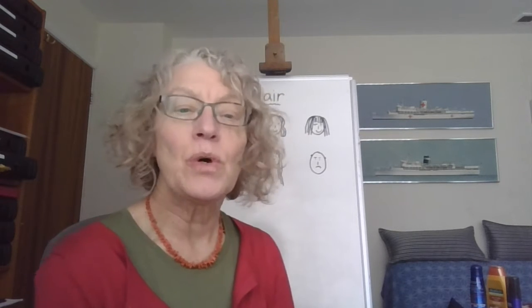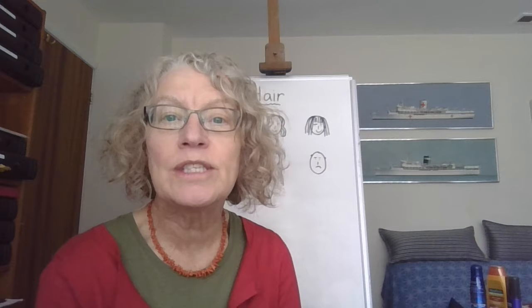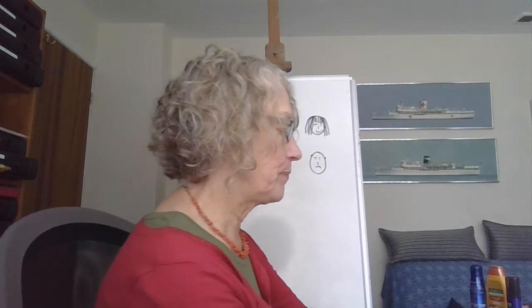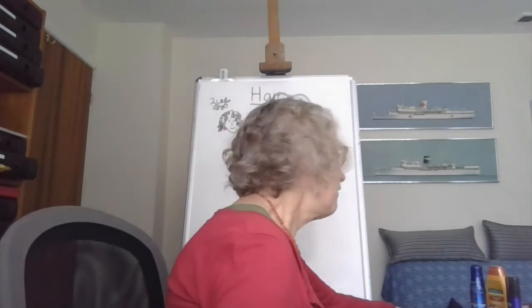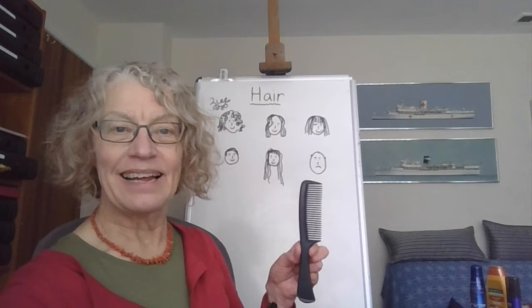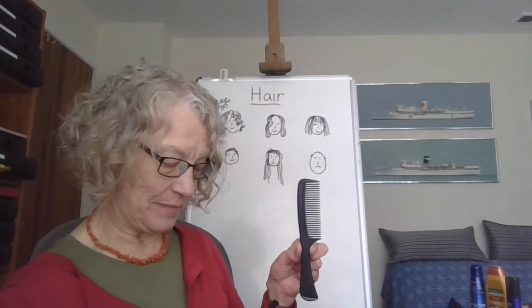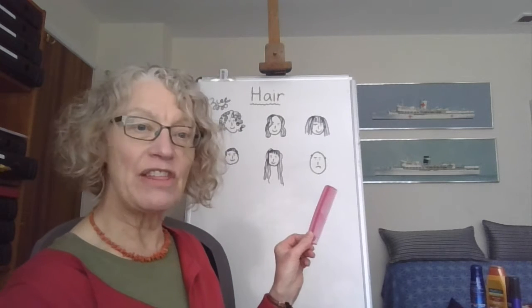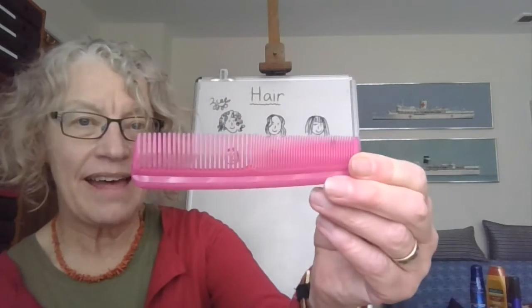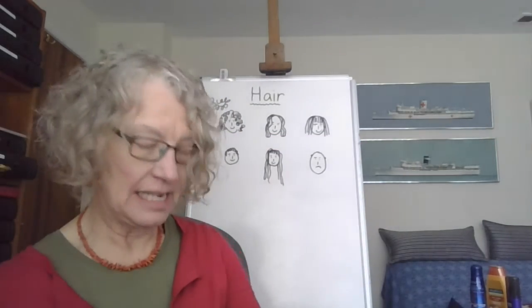So those are all some of the words to do with styles of hair and where you would go to get a haircut. What I'm going to show you and talk about now are some of the things that might be used at a hairdresser's or a barber's or a unisex hairdresser's. The first thing I'm going to show you is this. That and that.